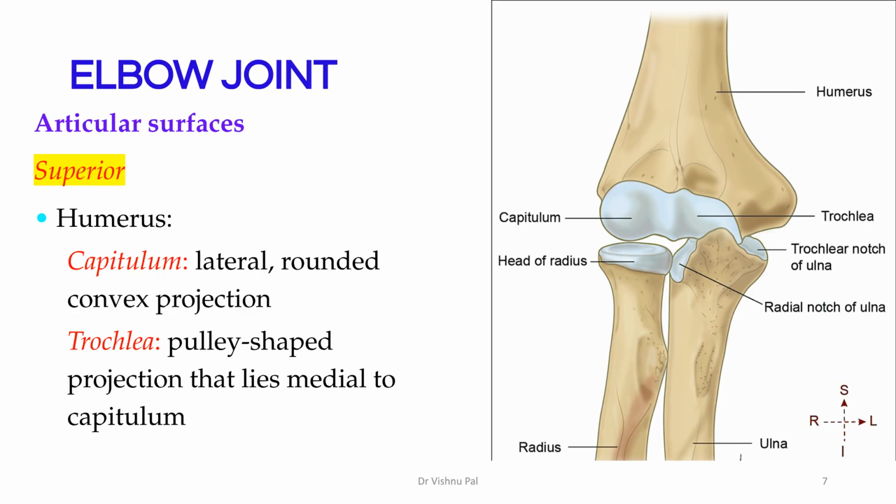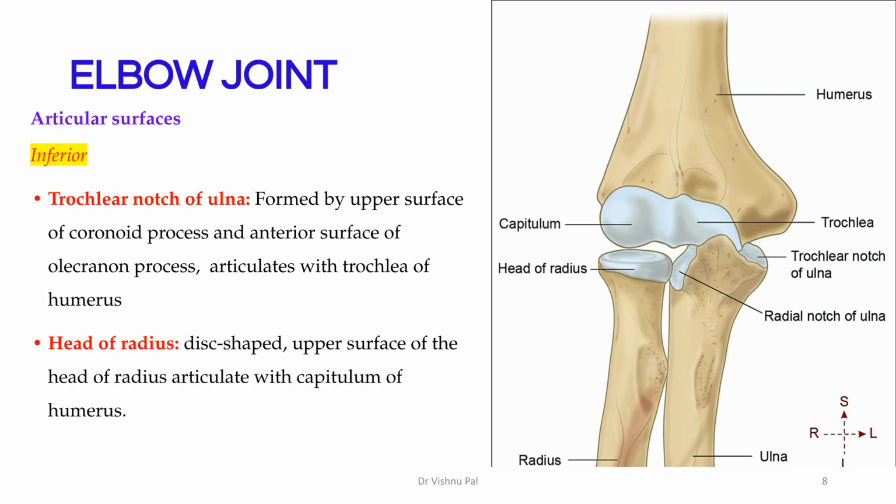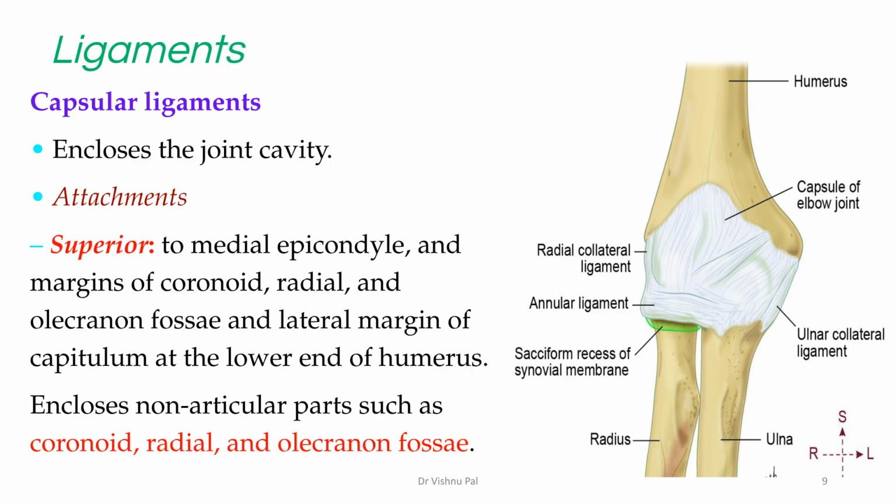Looking at the superior articular surfaces, the humerus features the lateral, rounded capitulum and the pulley-shaped trochlea, which lies medial to the capitulum. The inferior articular surfaces include the trochlear notch of the ulna, articulating with the trochlea, and the disc-shaped head of the radius, articulating with the capitulum. The capsular ligaments enclose the joint cavity.